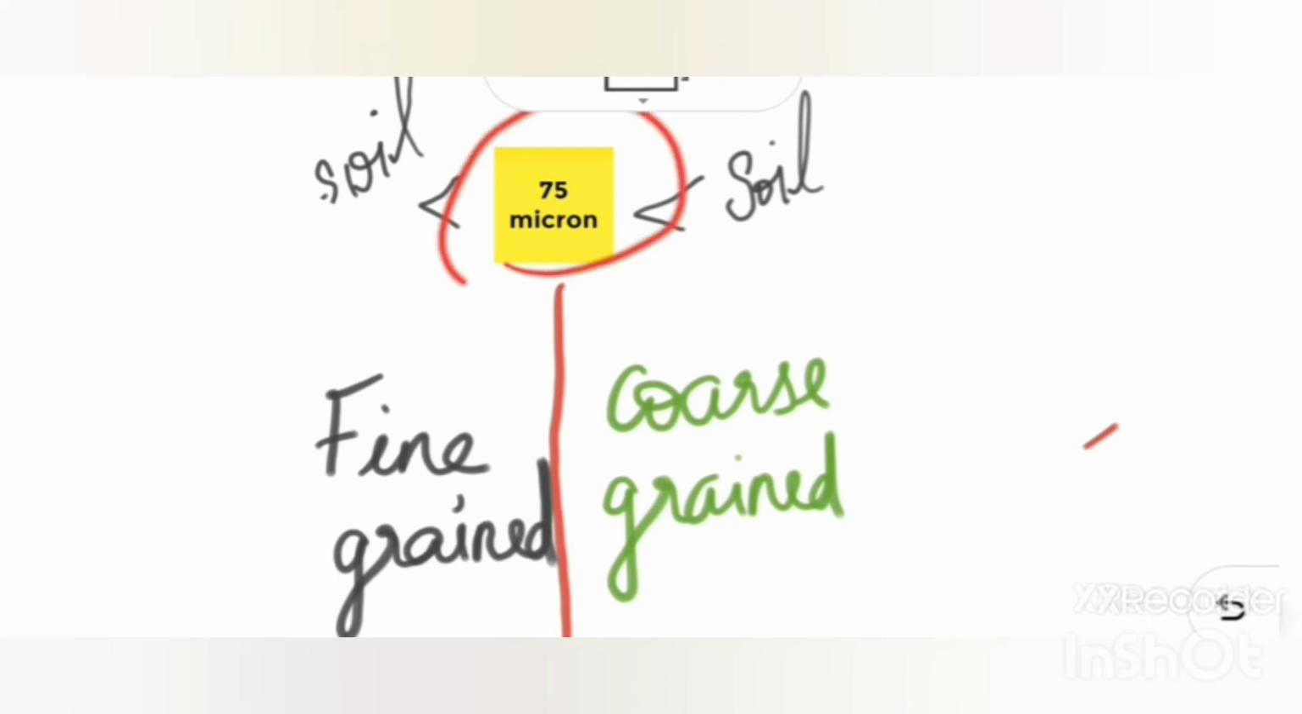So 75 micron size is the one which categorizes between fine grain and coarse grain. If 50 percent or more than 50 percent of our soil is passing through 75 micron size, then it is fine grain. Or if 50 percent or more than 50 percent is retained above the 75 micron size sieve, then it is called coarse grain soil. From the given data, we can understand our soil passes through more than 50 percent 75 micron size sieve, so it is fine grain soil.